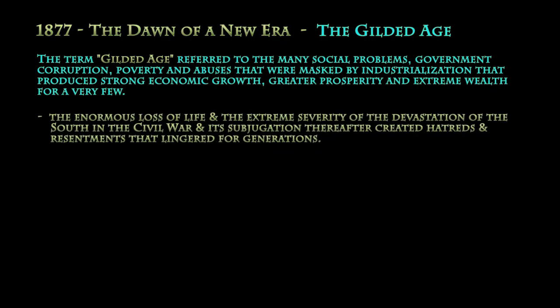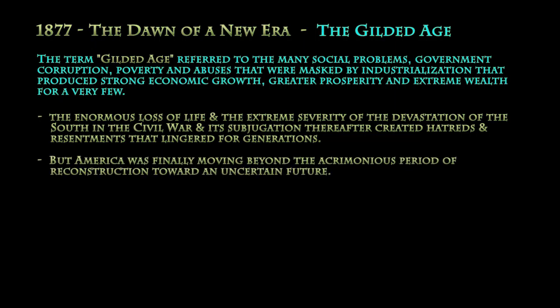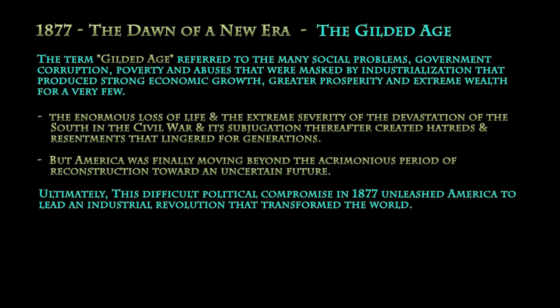The enormous loss of life and the extreme severity of the devastation of the South in the Civil War and its subjugation thereafter created hatreds and resentments that lingered for generations. But America was finally moving beyond the acrimonious period of Reconstruction toward an uncertain future. Ultimately, this difficult political compromise in 1877 unleashed America to lead an industrial revolution that transformed the world.